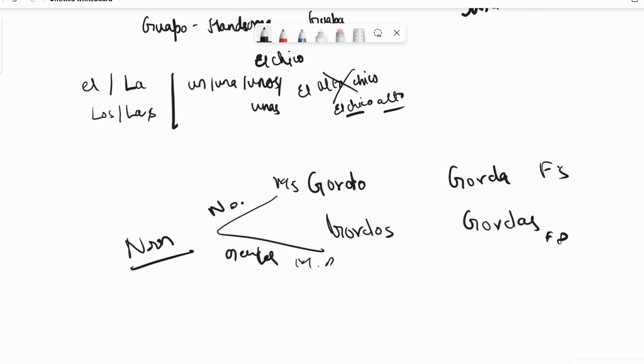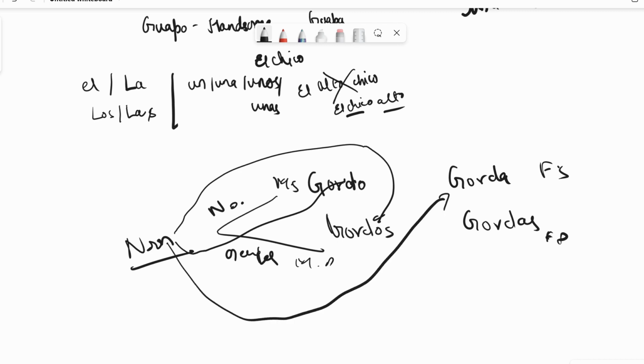That means if your noun is masculine singular, you'll use this. If your noun is masculine plural, you will use this. If your noun is feminine singular, you'll have to use this form. If your noun is feminine plural, then you'll have to use this form.